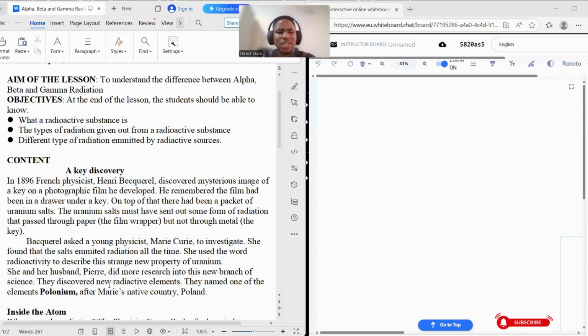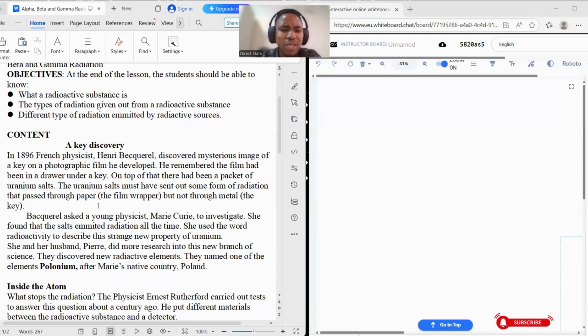They discovered another new radioactive element, and they named it polonium. We know polonium is an element that has high energy and radioactivity. They named it polonium after Marie's native country, which is Poland. But that's not all. That was the first step in which we came to know what alpha and beta radiation are. Since then, we went inside the atom.